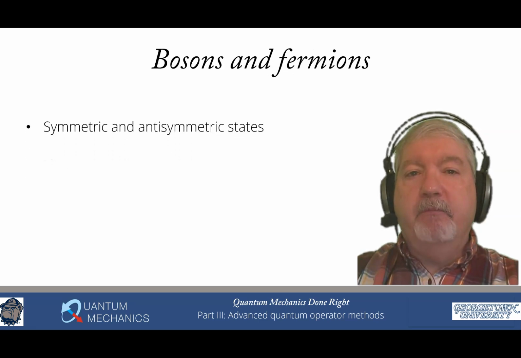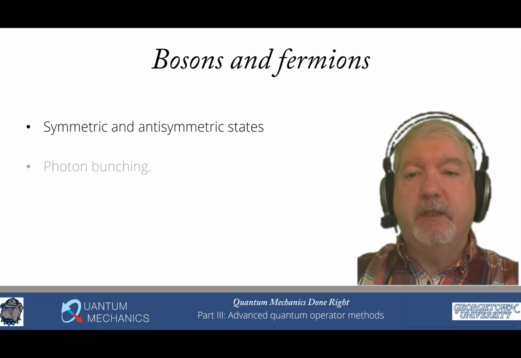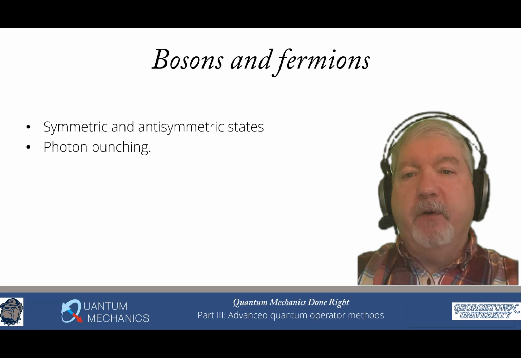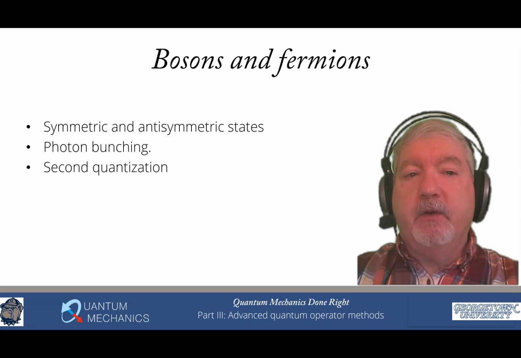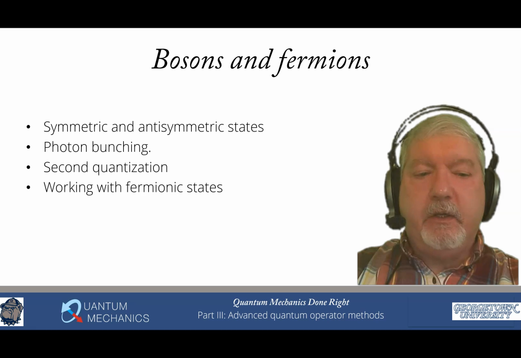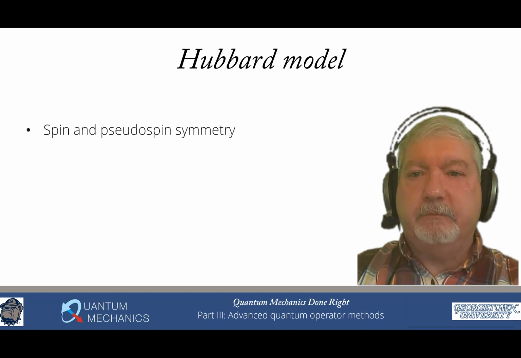Then we have a chapter on bosons and fermions. Quantum mechanics requires states to be symmetric or antisymmetric as we interchange particles, and we'll talk about the consequences of that. We'll learn about photon bunching, which is a property of bosons. Bosons like to stick together. We'll discuss second quantization in a more general form than the fermionization that we had introduced earlier when we talked about spin models. We'll discuss how you can work with fermionic states.